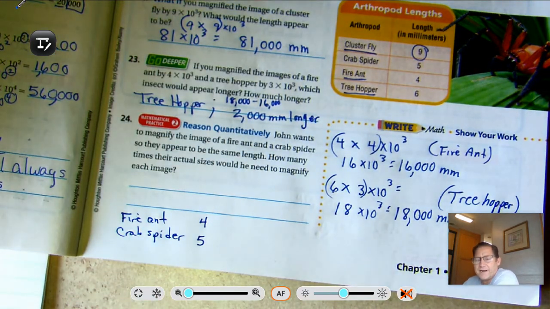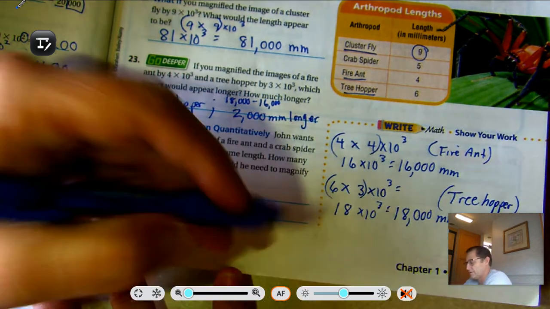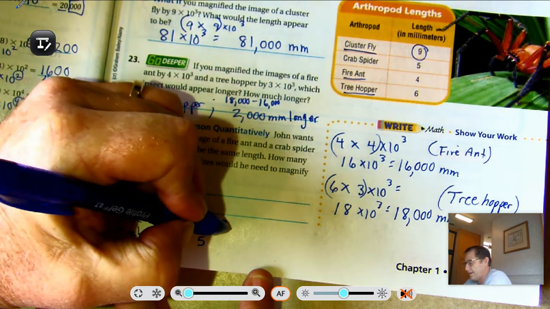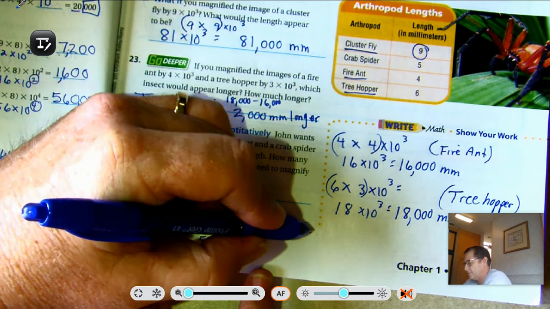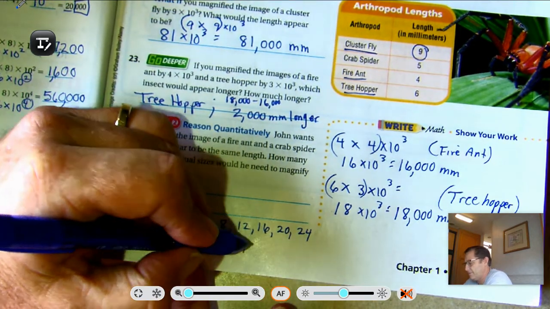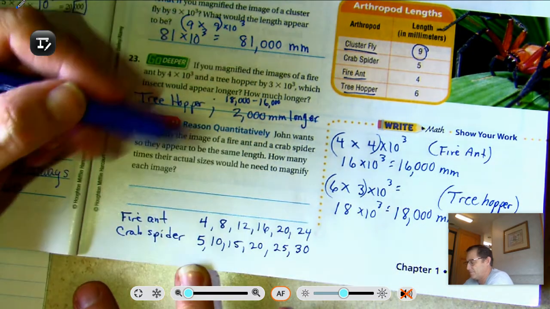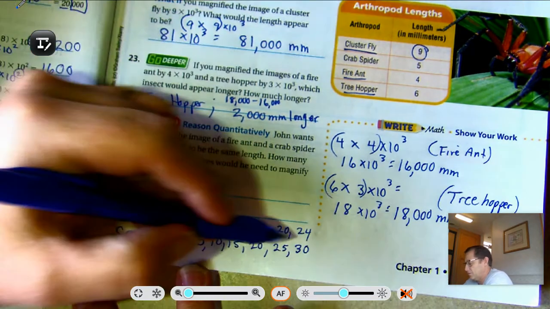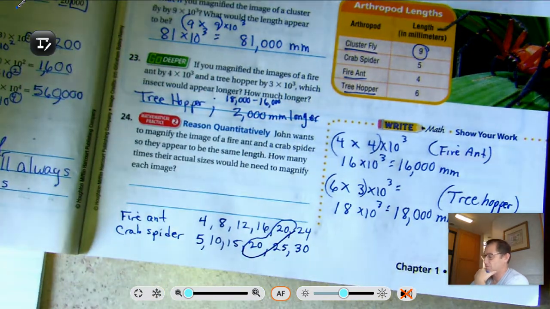So basically we want a least common multiple. We want these two numbers to be the same. So we can just make a list, right? 4, 8, 12, 16, 20, 24. Let's try 5, 10, 15, 20, 25, 30. So 20 is in common, right?